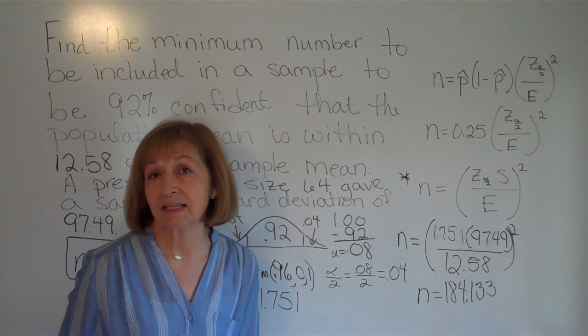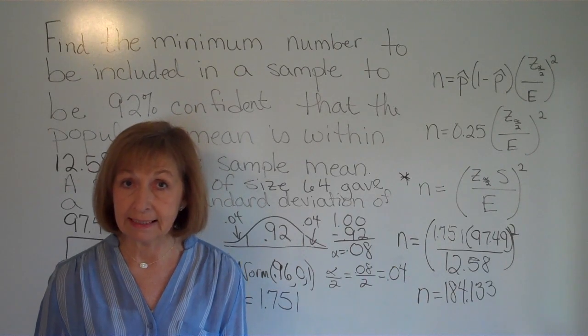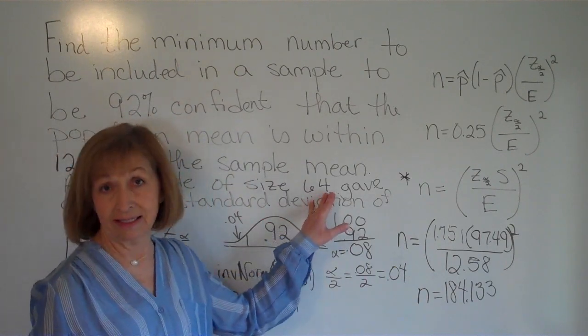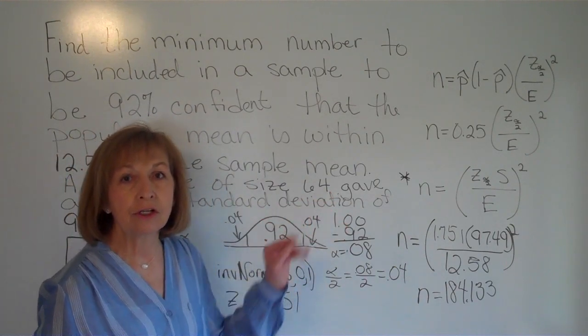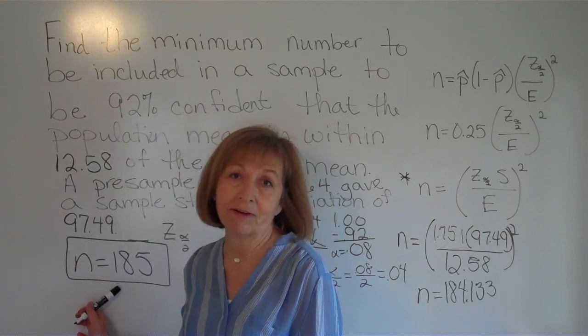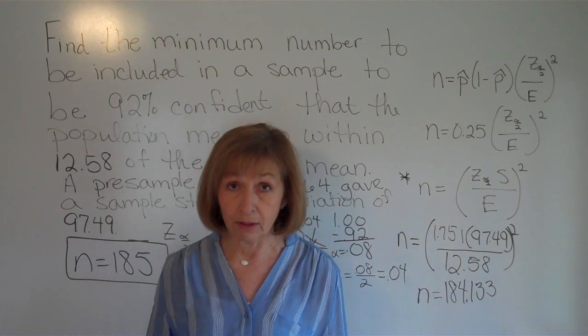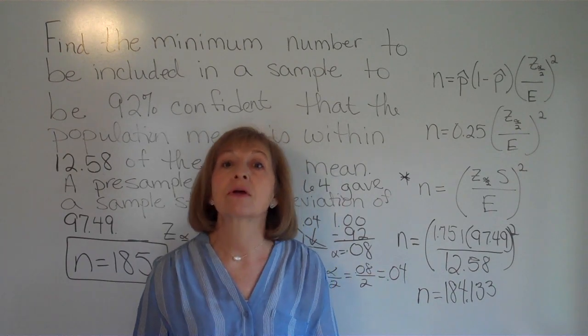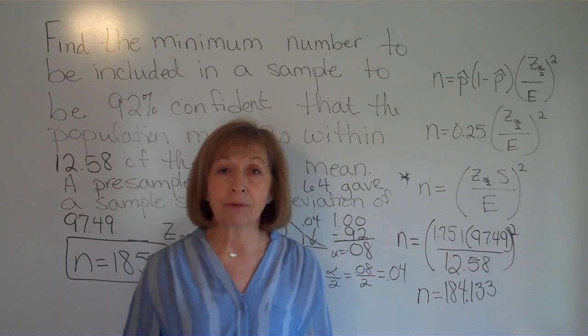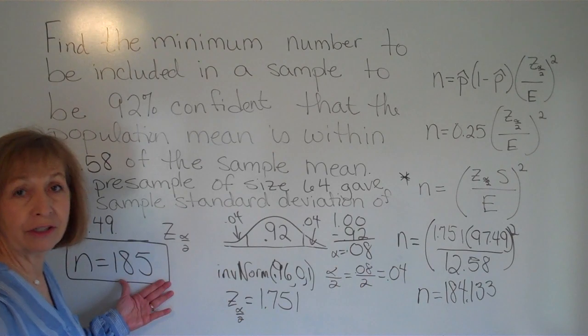Now, had this question said something like, how many more do you need to sample, and you already have information on 64 individuals, you would just take your 185 and subtract that 64. But if it just says, how many do you need in your sample, then you would report the 185.